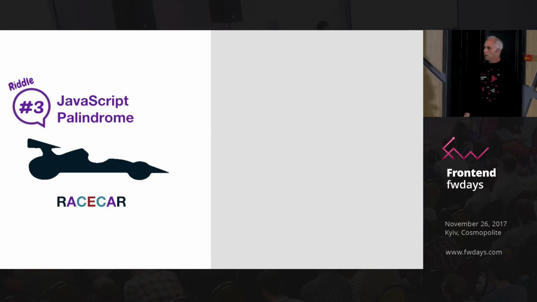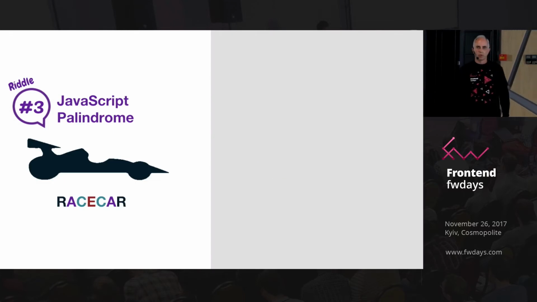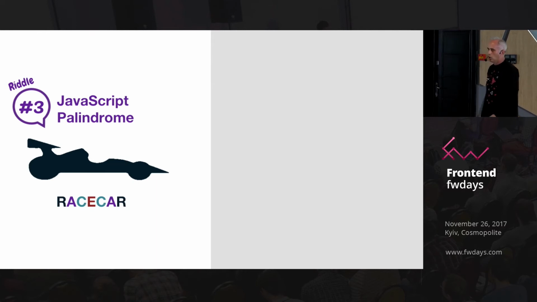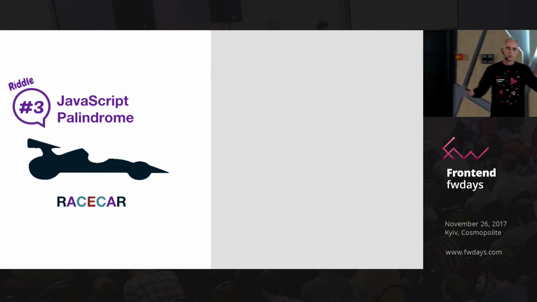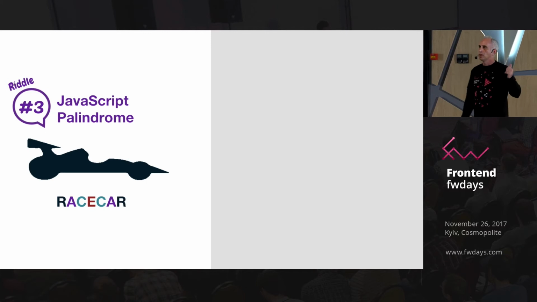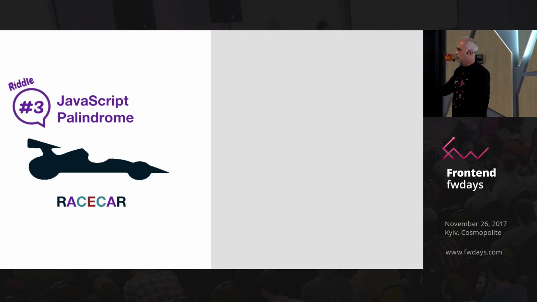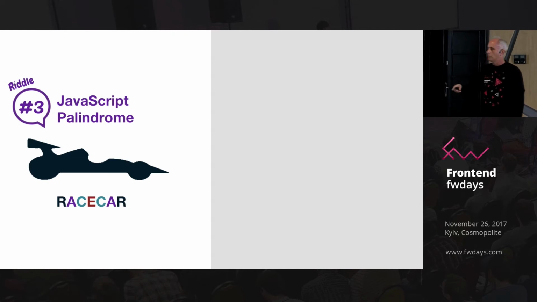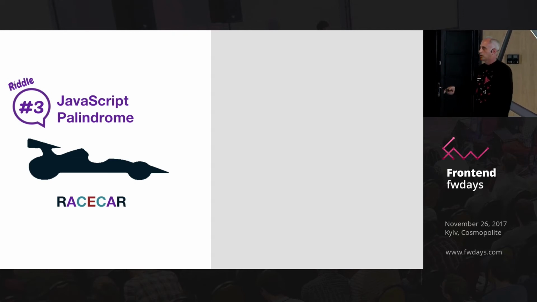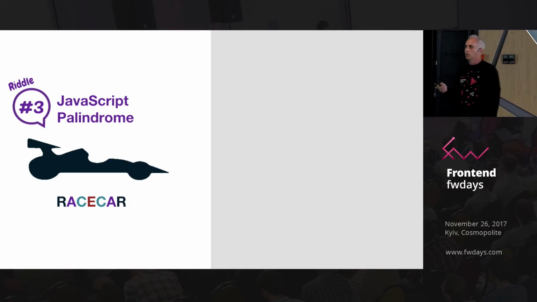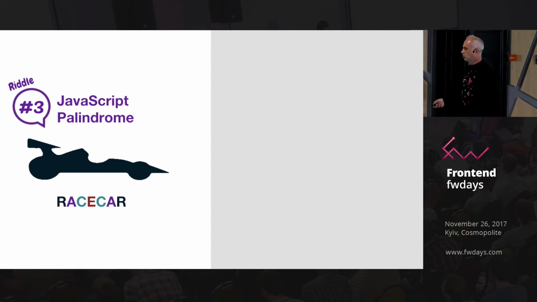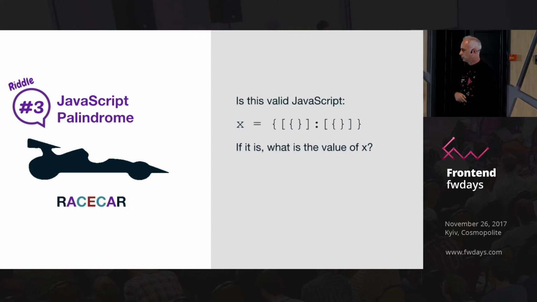Okay, the next one I like to call the JavaScript palindrome. Everybody knows what a palindrome is. A palindrome, for anybody who doesn't remember, is something that can be read the same way from either side. So for example, race car here can be read from right to left and from left to right. It comes out the same. Now in this case, I'm not writing code that generates a palindrome. I'm going to show you code that looks like a palindrome.